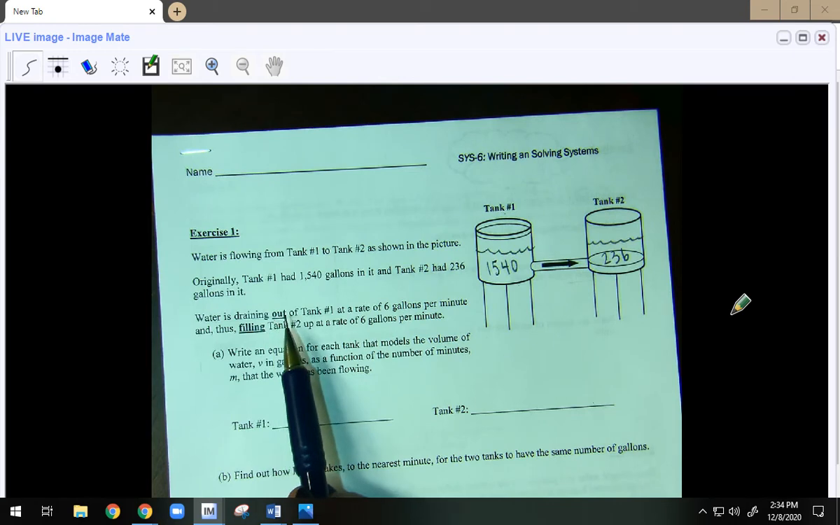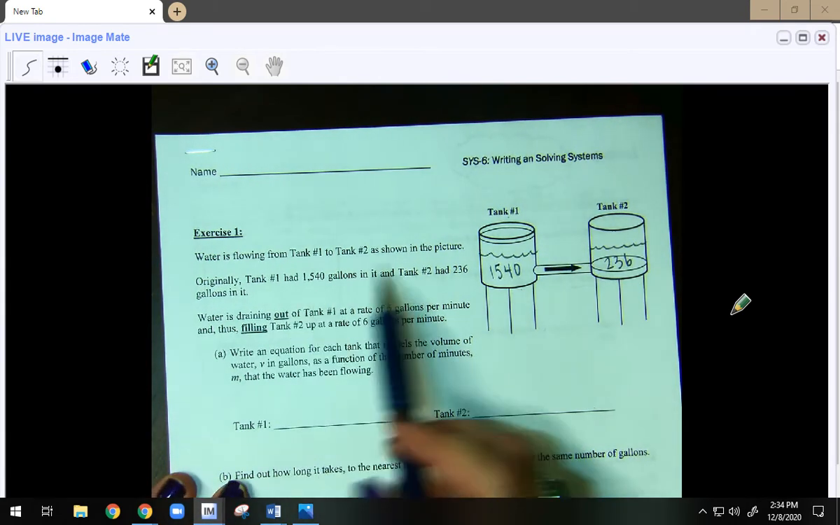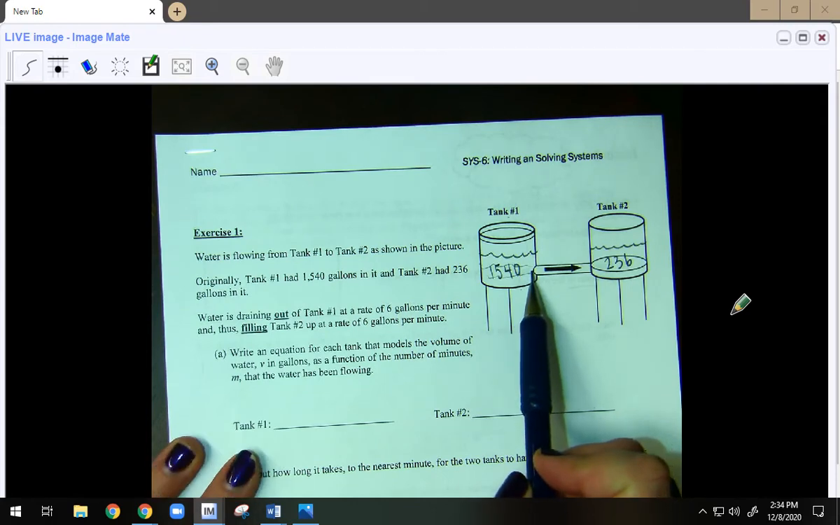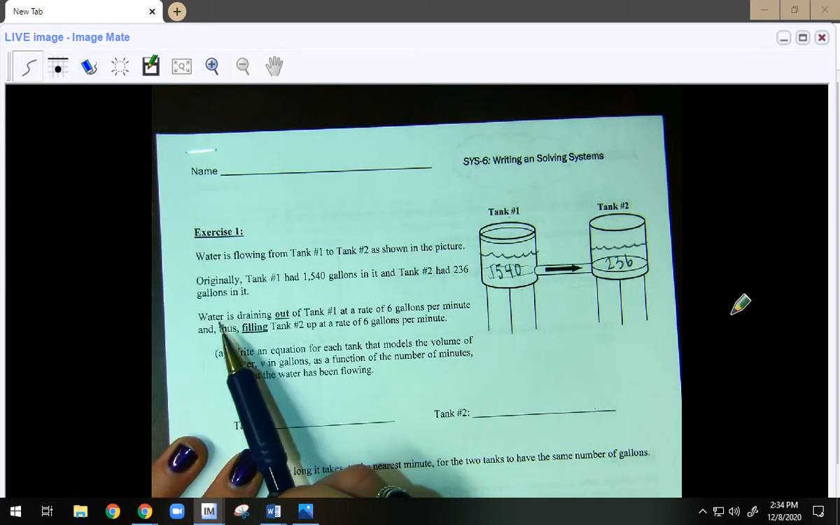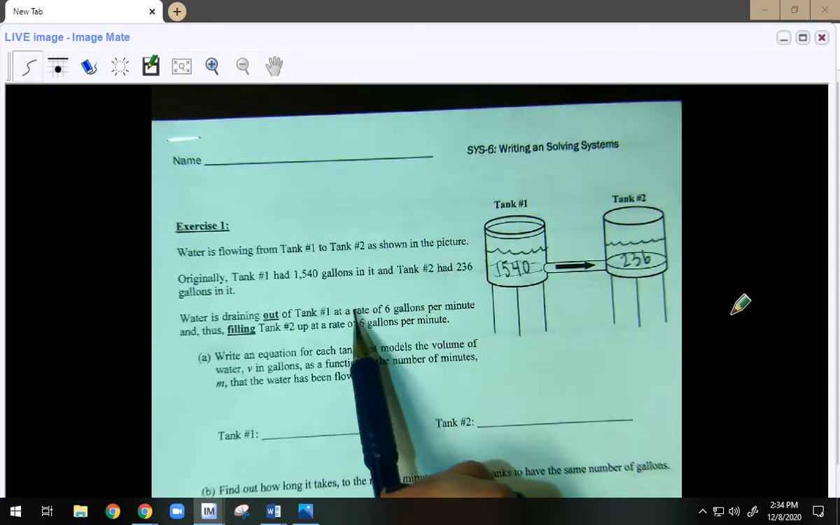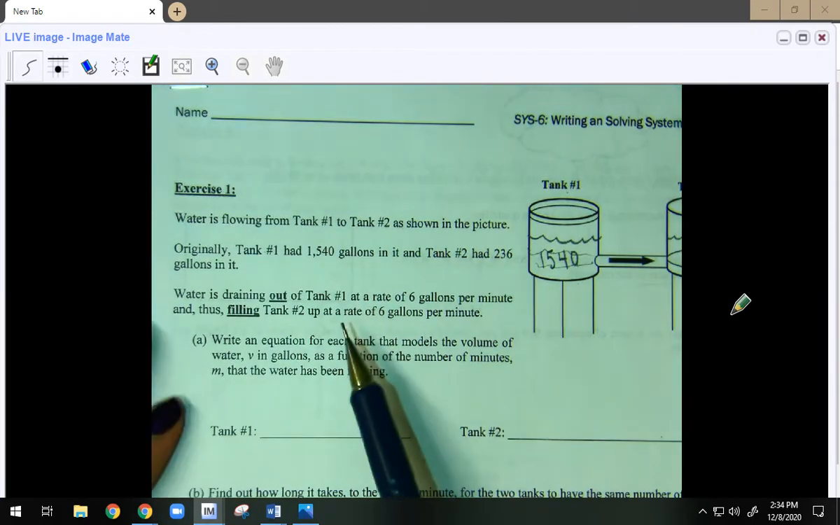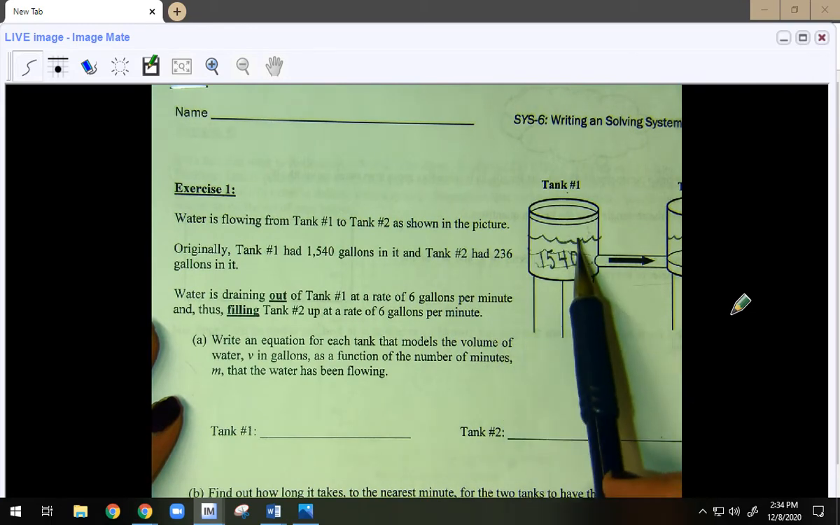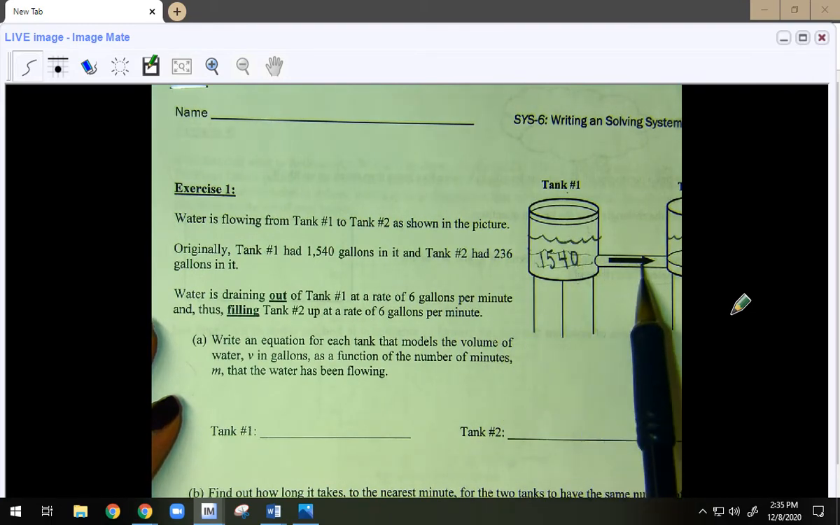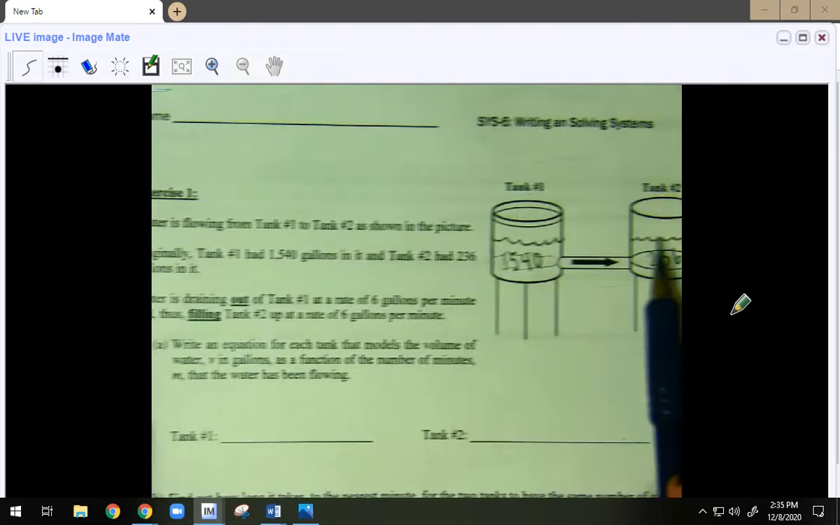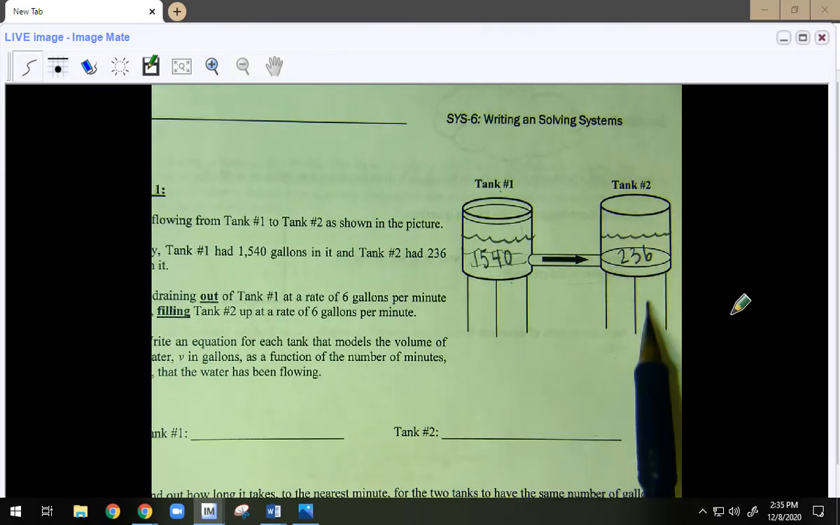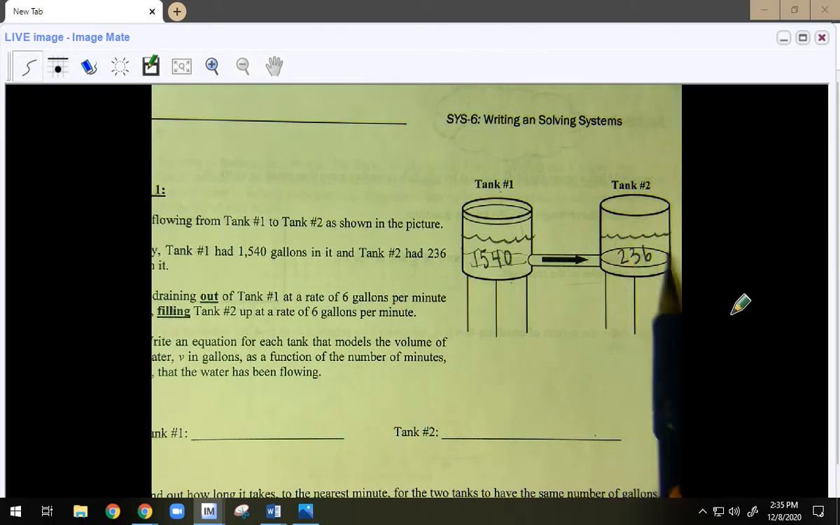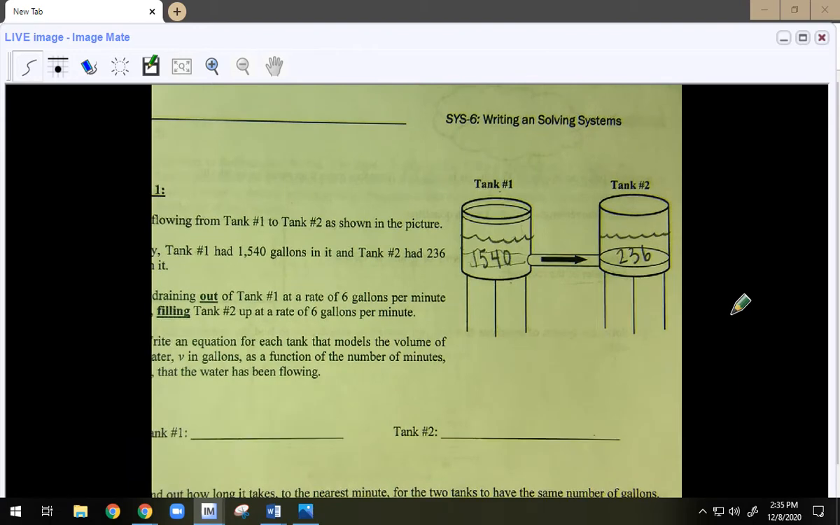This is the gallons of water. Water is draining out, okay? So that means that tank 1 is actually losing water. So when I'm losing, I'm subtracting. It's losing water at a rate of 6 gallons per minute. And when tank 1 is losing water at 6 gallons per minute, tank 2 is filling up at a rate of 6 gallons per minute. So this one is getting bigger, or increasing.